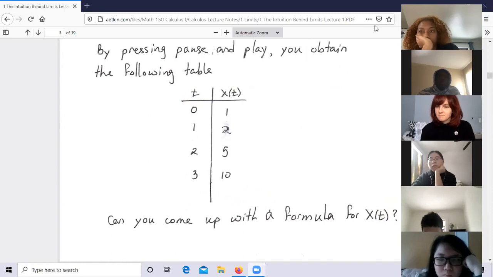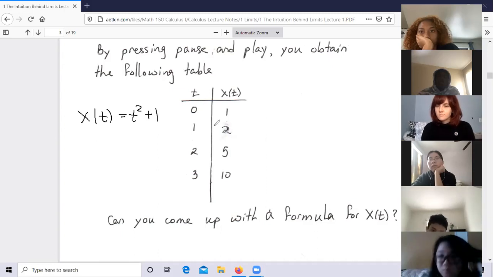So, it seems that it's impossible to determine precisely based on this information, of course, but you might guess it does fit the pattern of x of t being equal to t squared plus 1. Do you agree? Look at it: 0 squared plus 1 is 1, 1 squared plus 1 is 2, 2 squared plus 1 is 5, 3 squared plus 1 is 9. So t squared plus 1 definitely fits this pattern.